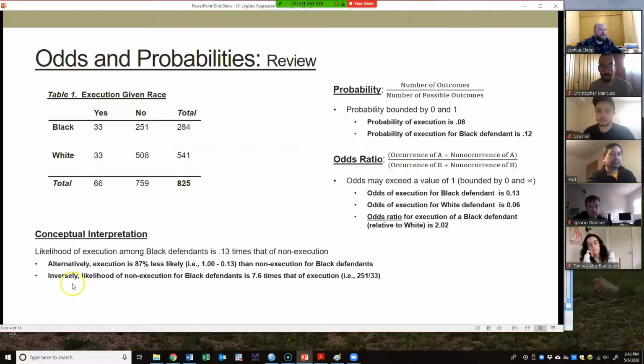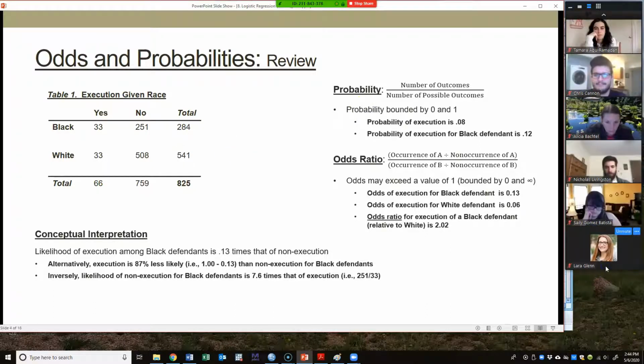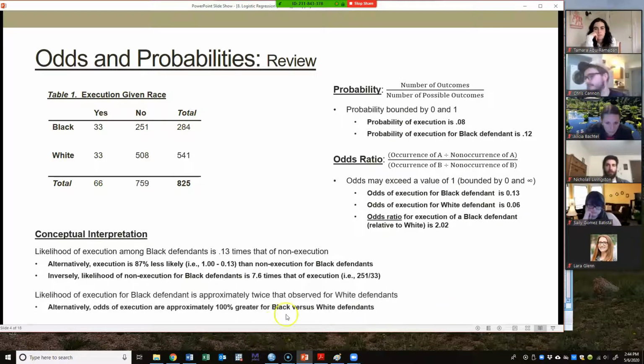We could also turn this around. We could say that the likelihood of non-execution for black defendants is 7.6 times that of execution, right? So here, our event is just a not-death-penalty verdict versus a death penalty verdict. If we flip it around, now we've got an odds of 7.6 instead of 0.13. People see how we're playing with these odds ratios a little bit? Okay.